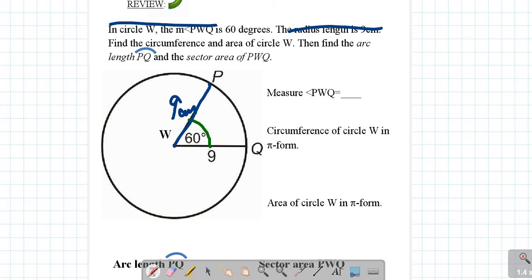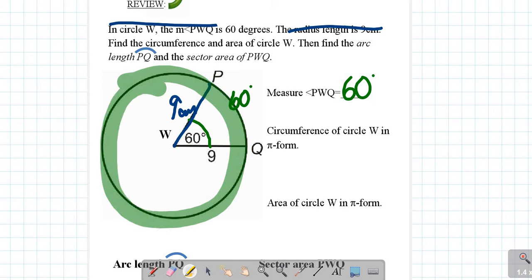Measure of a central angle to its arc the same. So if that's 60, that's 60. Now let's go ahead and find our circumference. Go all the way around. C equals diameter times pi. Again, C equals diameter times pi. Okay, ready? Let's write it down.